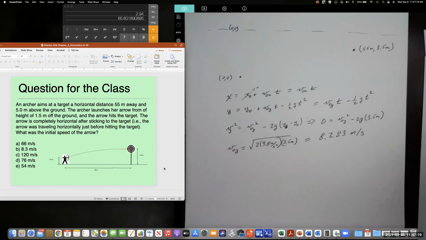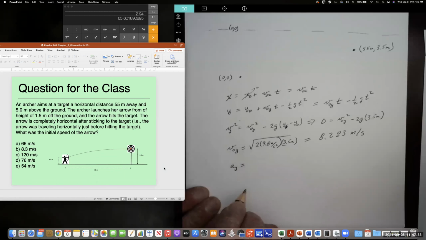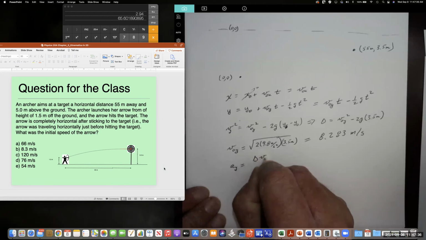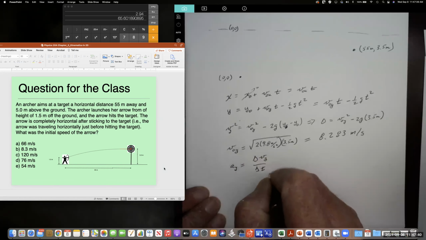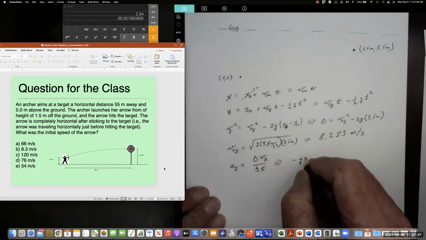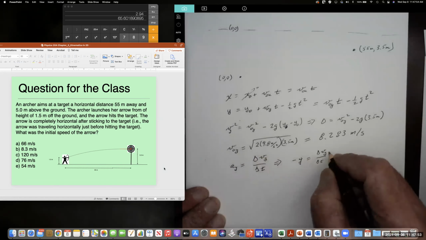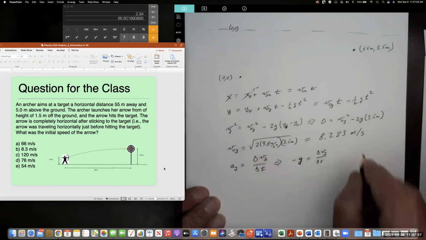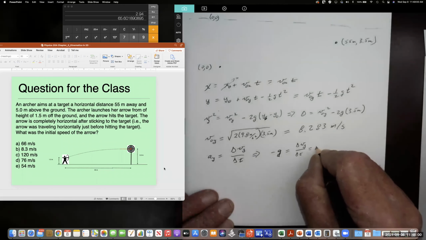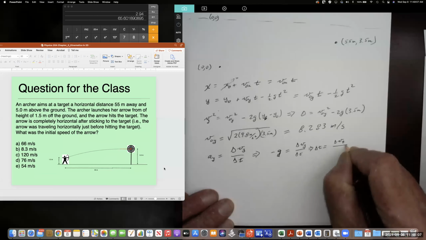Okay, so I've got what v0y is. Now, I can also go and say, remember that a sub y, by definition, is equal to delta v sub y over delta t, which is the same as minus g equals delta v sub y over delta t, or delta t is equal to delta v sub y over minus g.